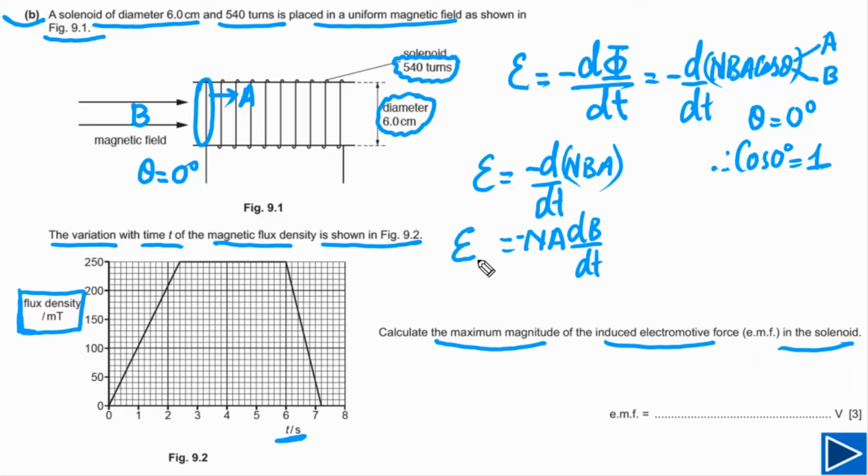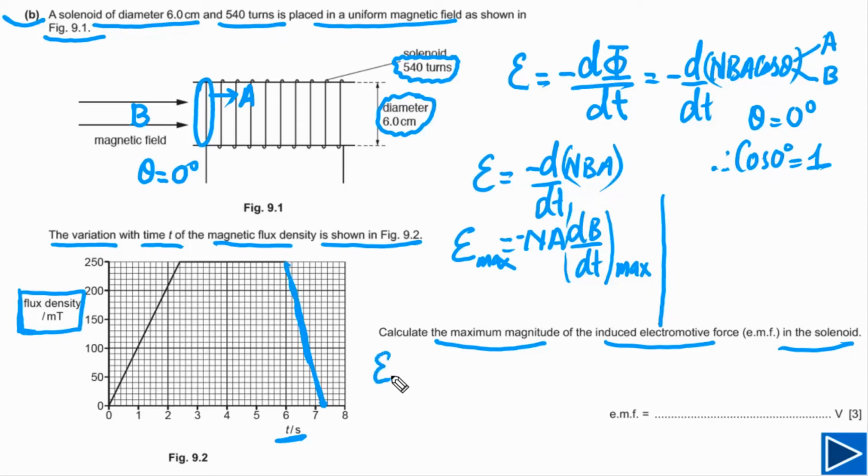It simply means that we need to calculate the gradient of this graph. The question is asking us about the maximum value of EMF, and the value of EMF is maximum when dΦ/dt is maximum, and this quantity is maximum when the gradient is maximum. So the gradient is maximum here in this part, so it means here the EMF induced is maximum. So we have to calculate the gradient of this line.